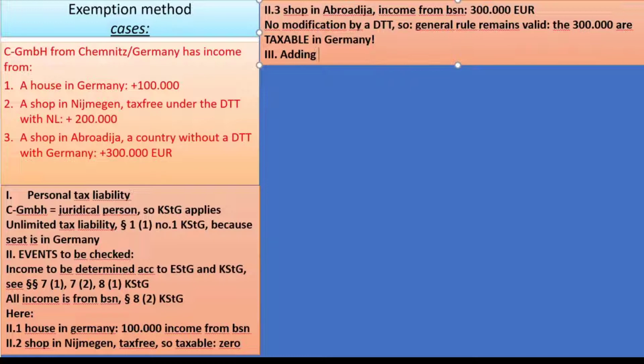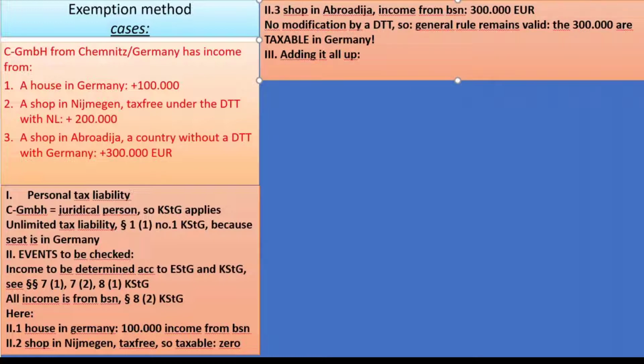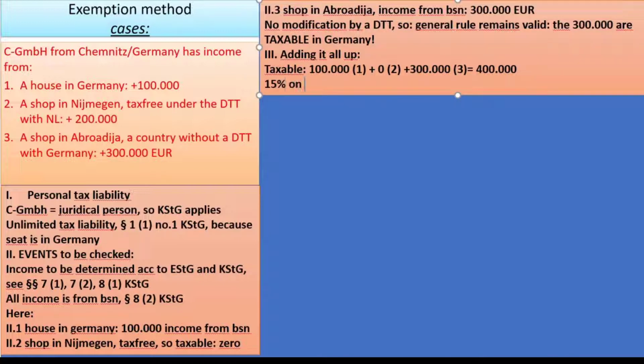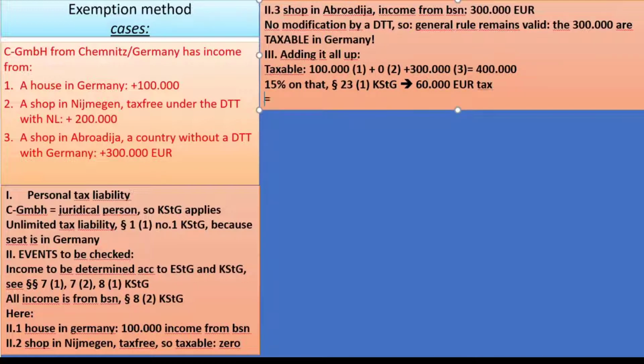So adding it all up means we have a taxable amount of 100,000 because of number 1, plus 0 because of number 2, and we have 300,000 because of number 3. That's a total of 400,000. 15% on that, part of 2131. So we end up with a tax of 60,000. So case finished, case closed, everyone is happy.